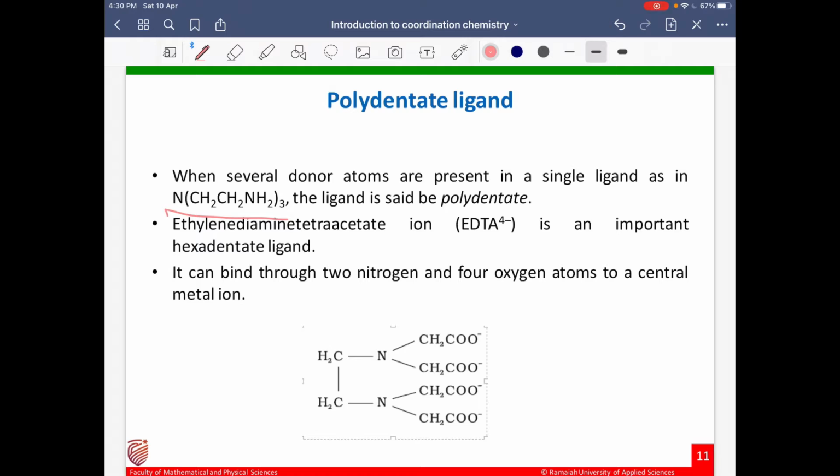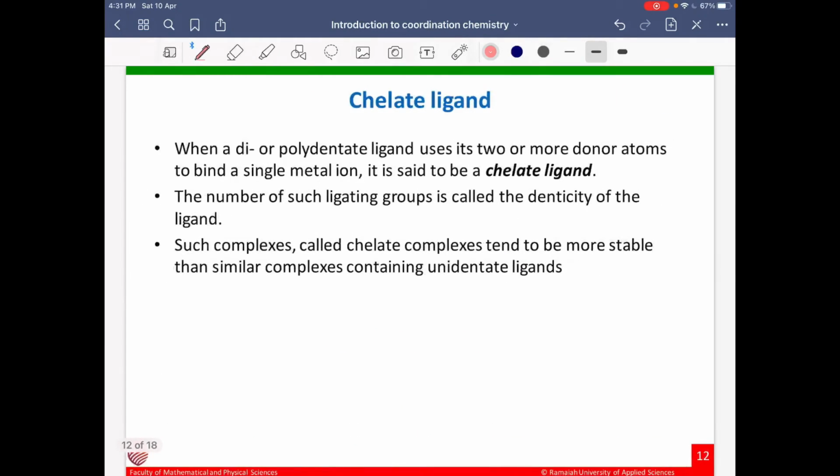Why do we call it a hexadentate ligand? Because it has 6 donor atoms which can bond to the central metal atom. It can bind through 2 nitrogen atoms and 4 oxygen atoms, 1, 2, 3, 4 oxygen atoms, to the central metal ion.